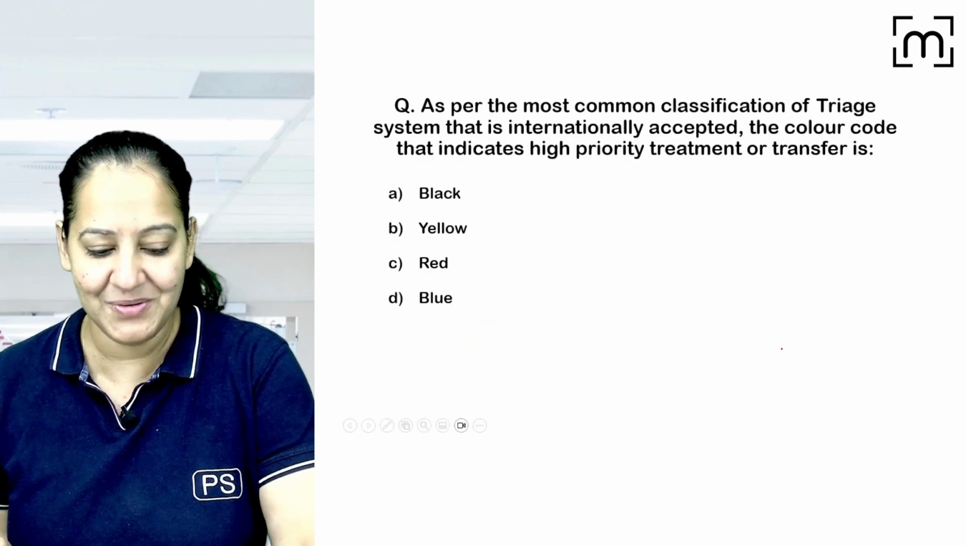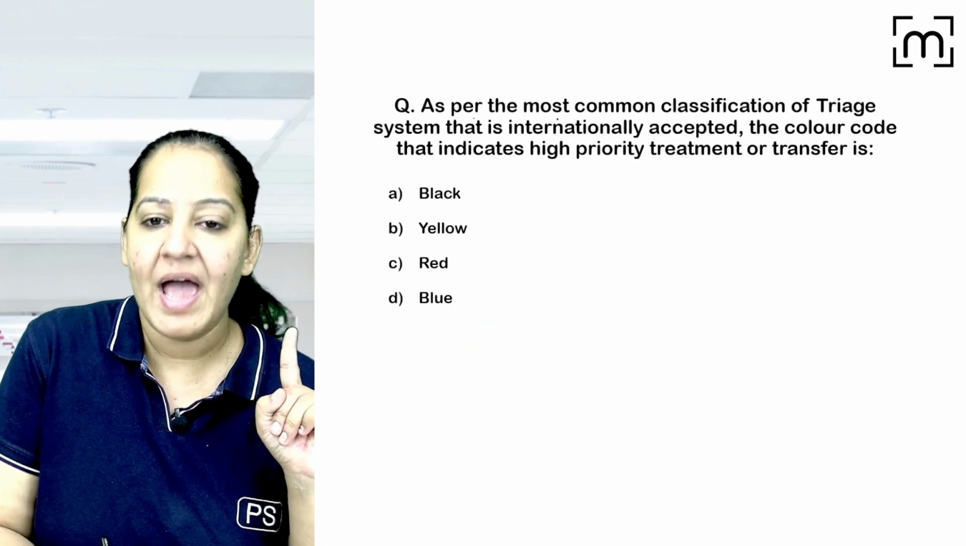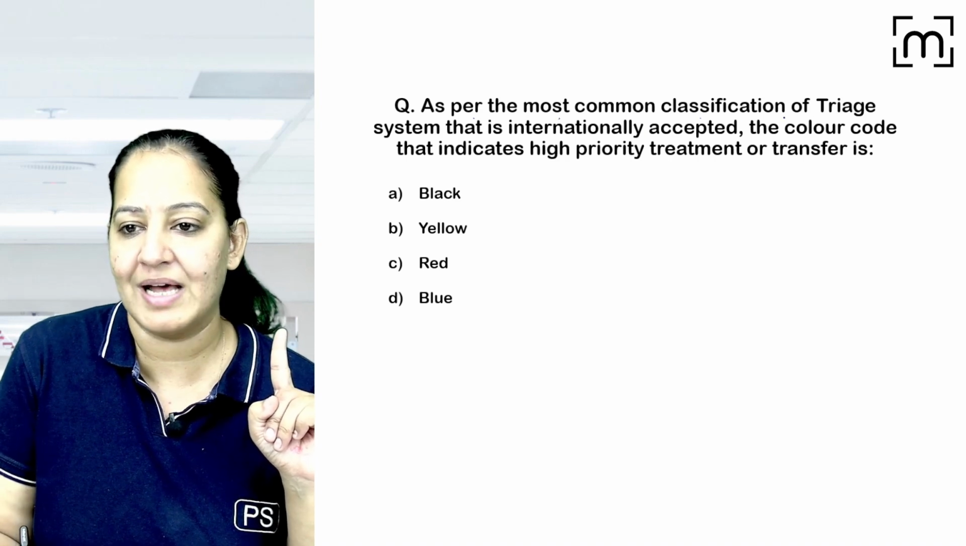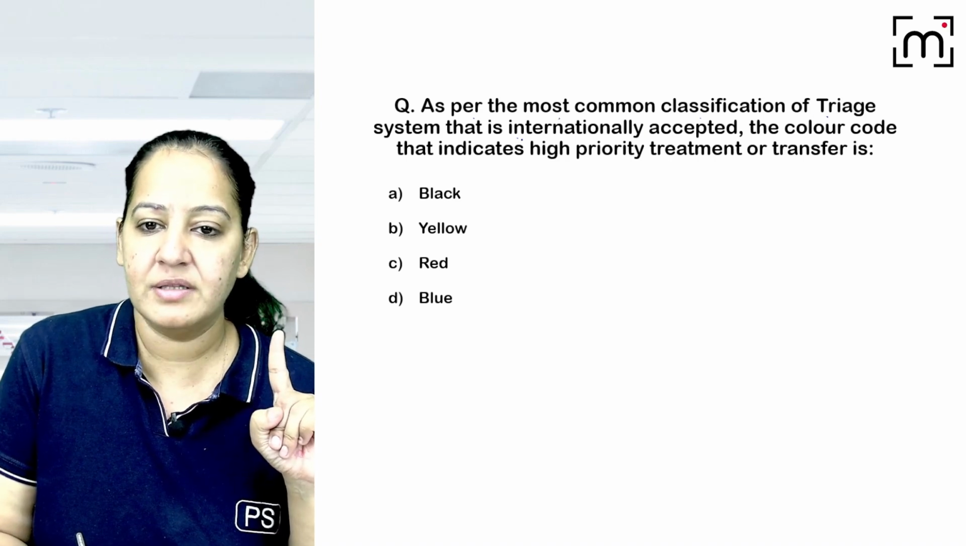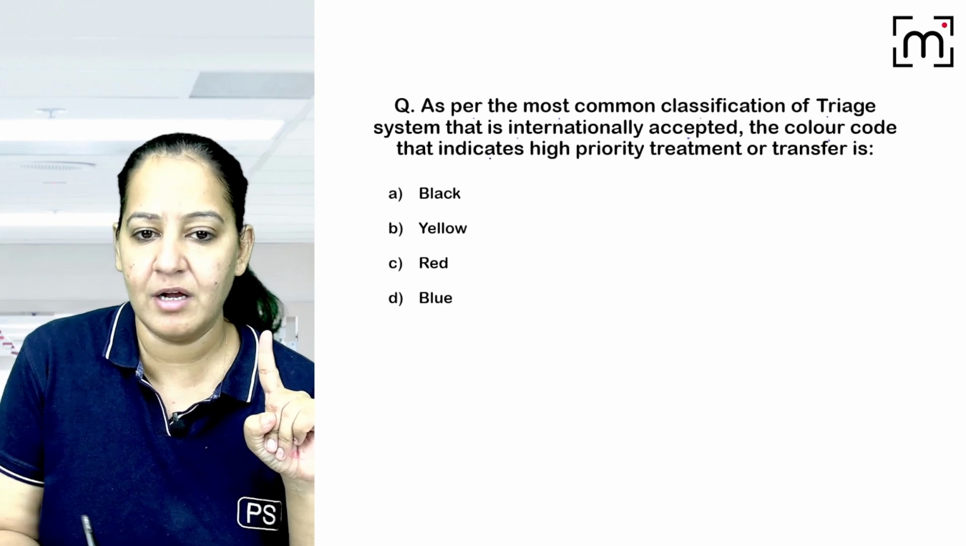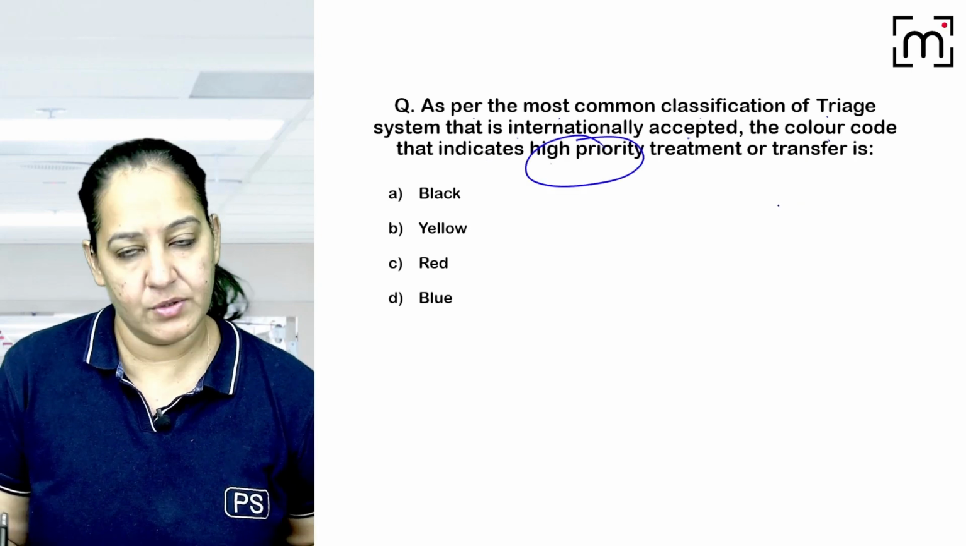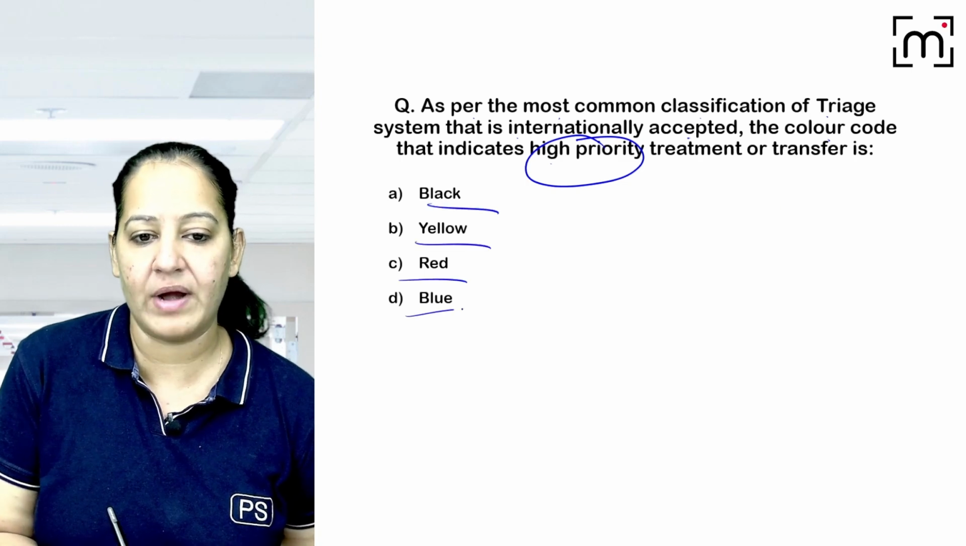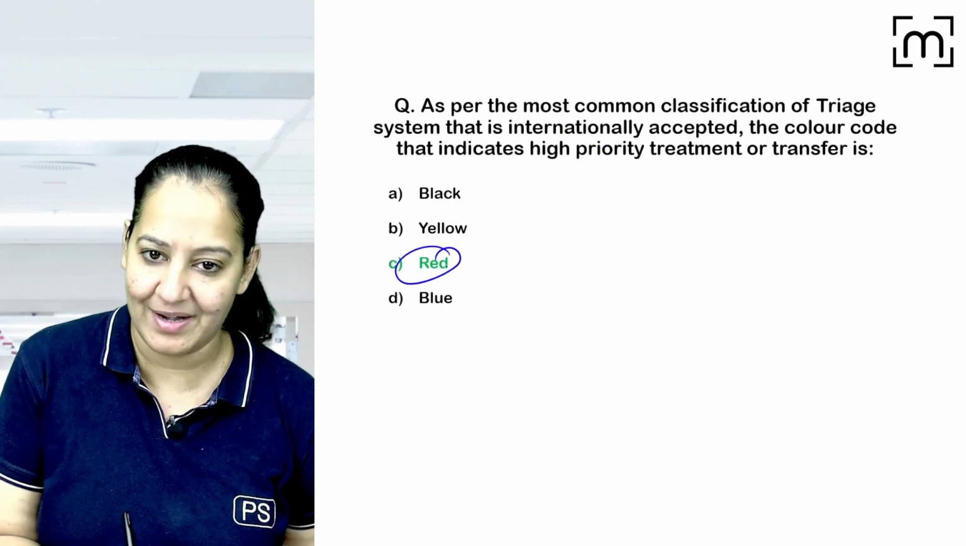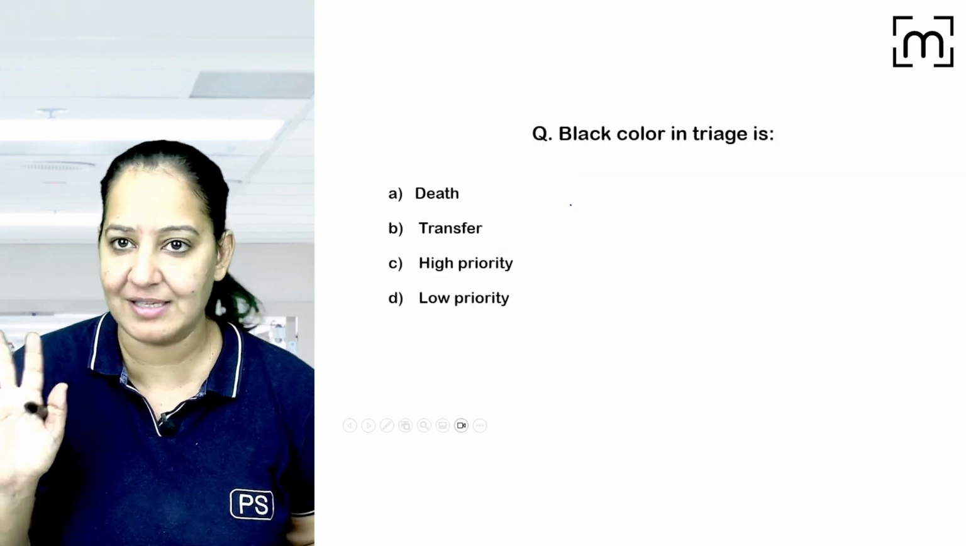So we will solve some MCQs now. The first question is in front of you. As per the most common classification of triage, that is internationally accepted, the color code that indicates high priority treatment or the transfer. So can you tell me, is it black, yellow, red or blue? What is the correct answer? Yes, red. The high priority. High means they are asking for highest.